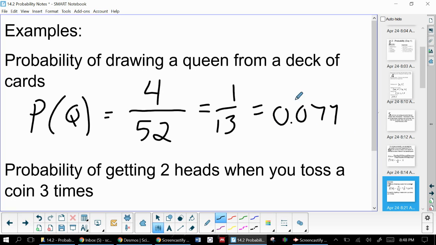You'll notice here that probabilities are usually going to be listed as decimals. You might have seen something like this being written as 7.7%, but we don't typically do that in math. A probability will always be a number less than 1.